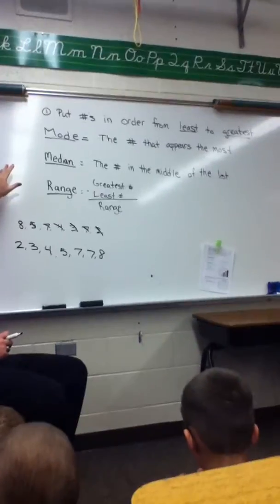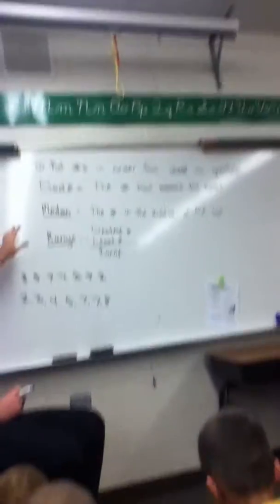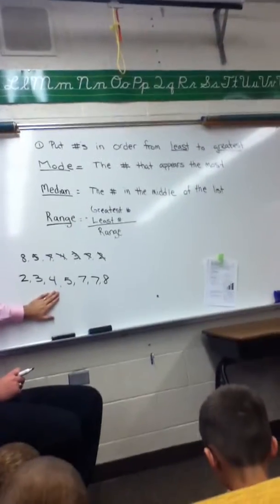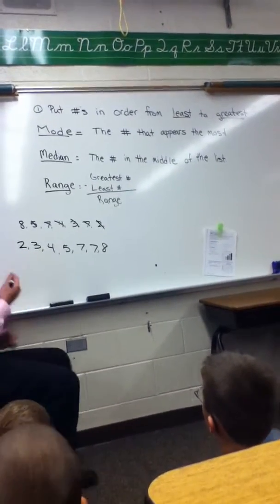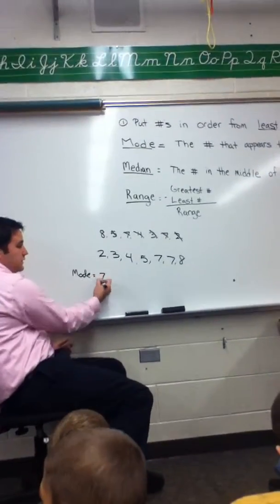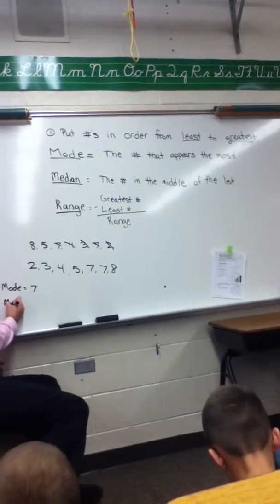Mode. All the mode is, simply put, what number appears the most in this data set? So what digit appears the most? 7. That's all there is. So mode equals 7.